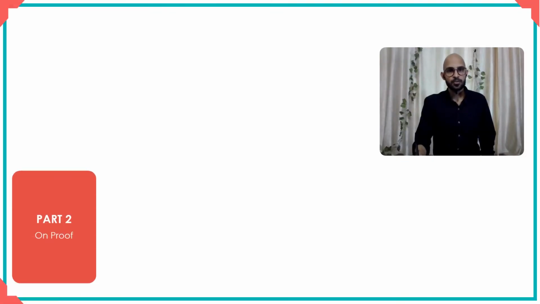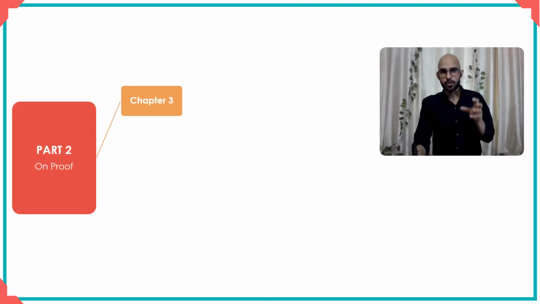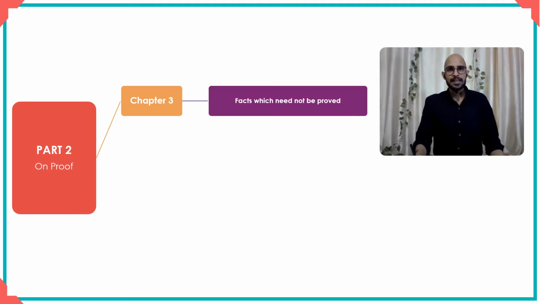So when we look at part 2 and start off with the first chapter of this part, which is chapter 3, it is titled Facts Which Need Not Be Proved. Now, what was the chapter immediately before this? It was chapter 2. Chapter 2 talks about the facts which, of course, either can be proved or cannot be proved because it discusses the relevancy of those facts. So relevant facts can be proved and facts which are not relevant cannot be proved.